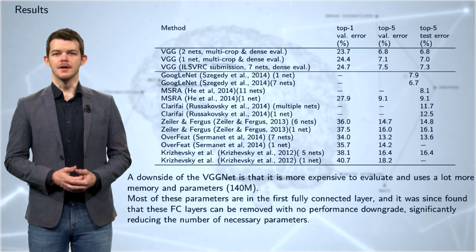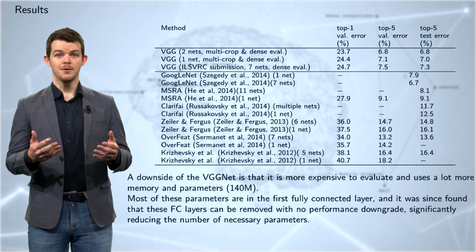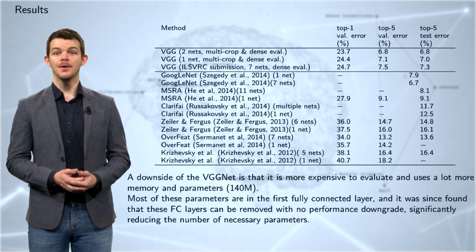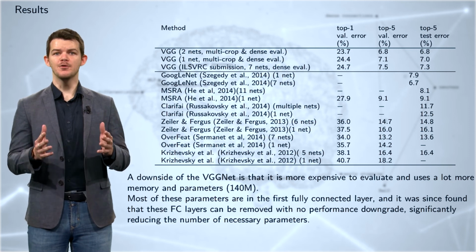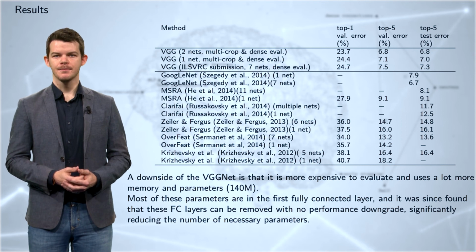Results are presented here. The test set error is 6.8, whereas that of AlexNet was 16.4. This is a major improvement. However, VGGNet is expensive to evaluate and uses a lot more memory. Indeed, it has around 140 million parameters. The large number of parameters mostly comes from the fully connected layers.